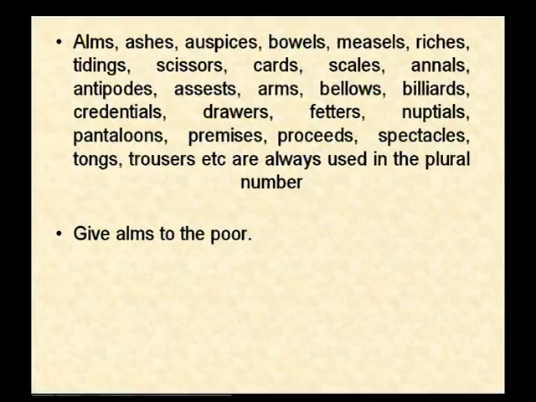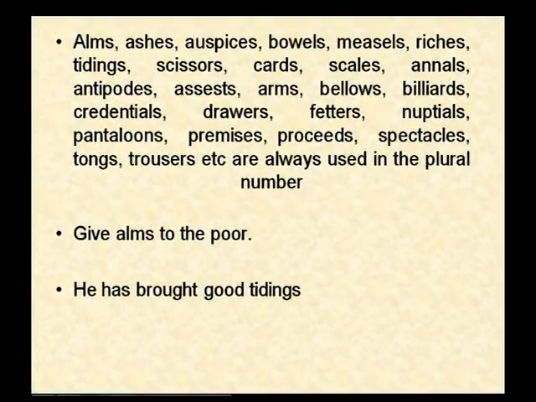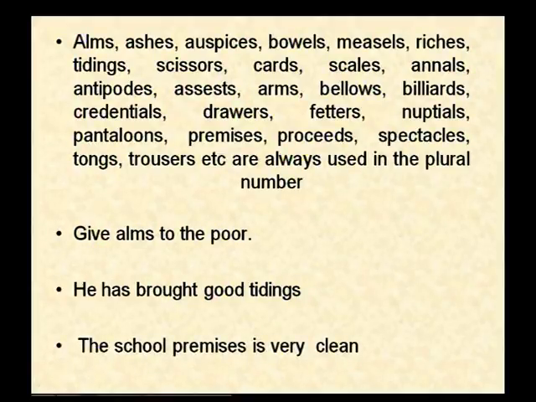We cannot say arm. For example, give alms to the poor. We cannot say give alm to the poor. Next, he has brought good tidings, good news. Good tidings means good news. Another example, the school premises are very, very clean. So these are the words which we always use in the plural number.